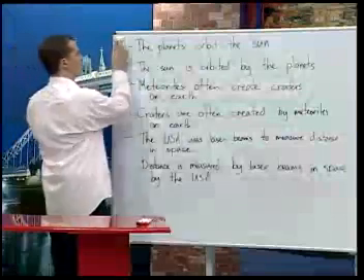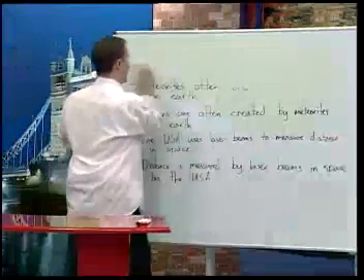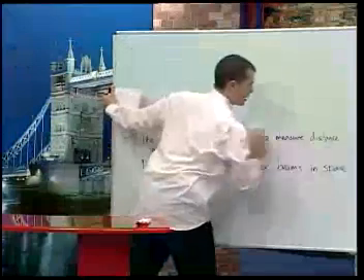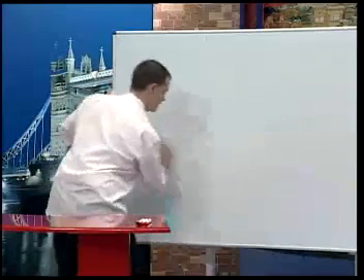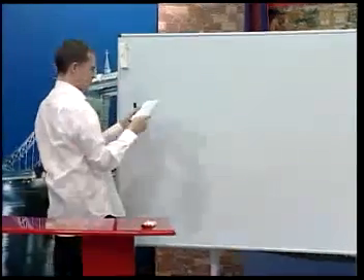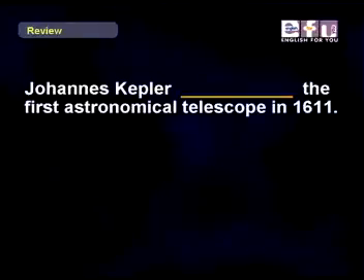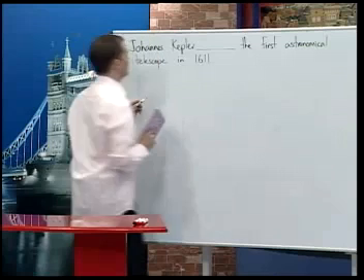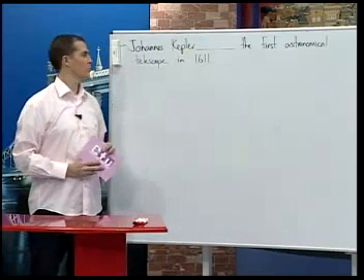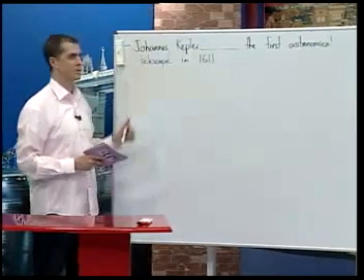Now let's do an exercise with the passive voice using the simple past. So I'll write you a sentence and I'll leave a blank, and then I want you to make for me the passive sentence. So I'll write you an active sentence with a gap, and you give me the passive sentence. Monica, here's your one. Johannes Kepler, something, the first astronomical telescope in 1611. A long time ago now. Now you have to change it to the passive.